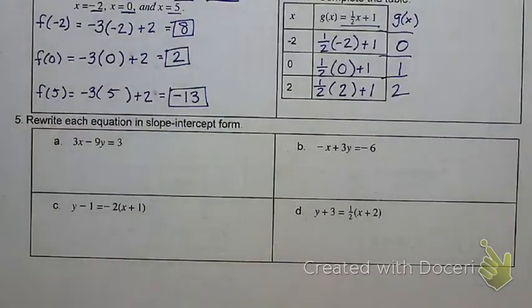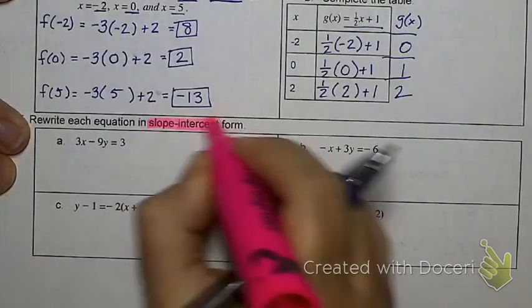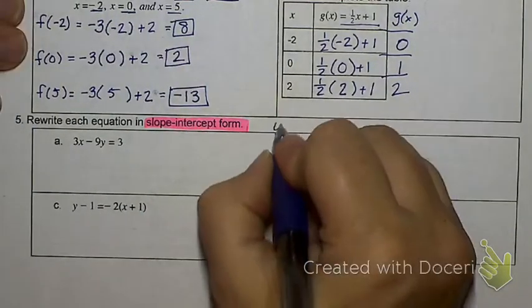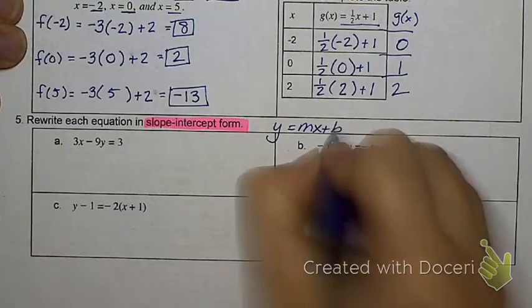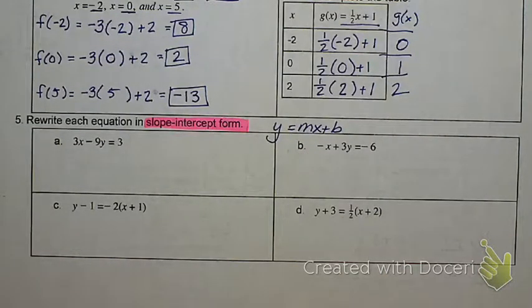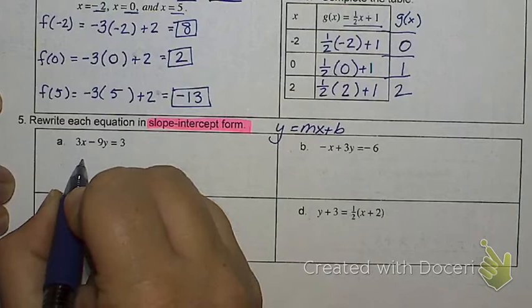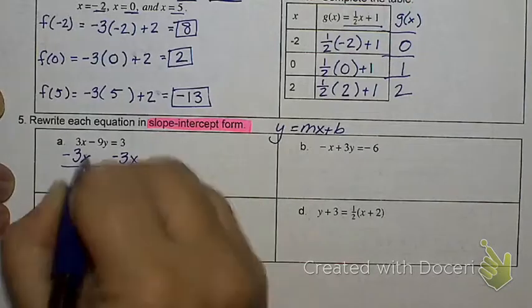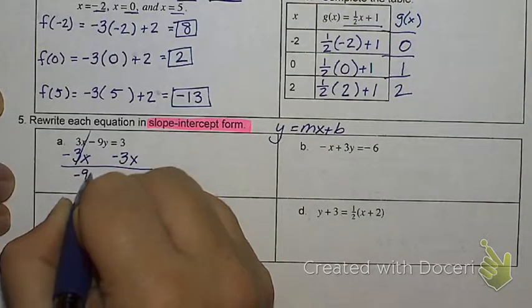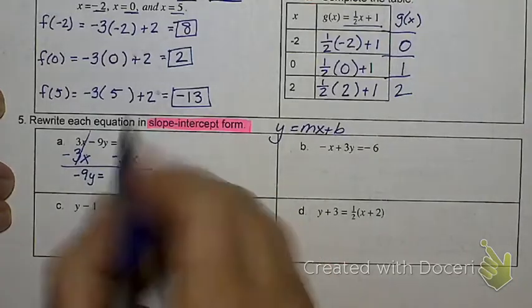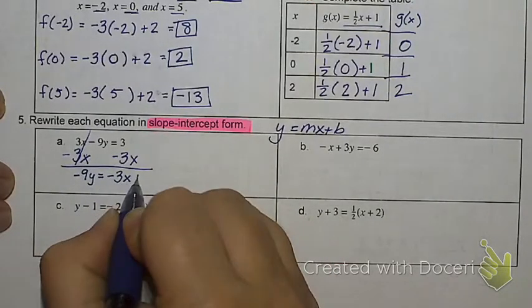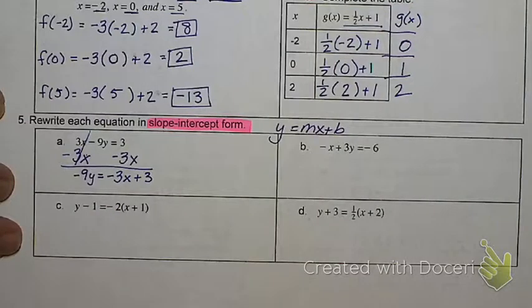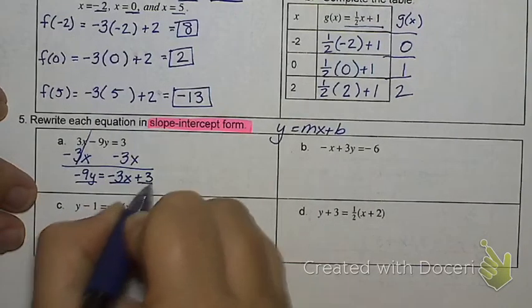All right. The last few here, it says write the equation in slope-intercept form, which is what? So pretty much these 4 equations are just about rearranging them to get y by itself. So starting here, what would I do to get y by itself? Subtract 3x. Okay, so that gives me negative 9y is equal to what? Negative 3x plus 3. And then what would I do? Divide each of those by negative 9.